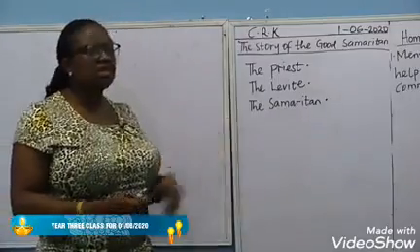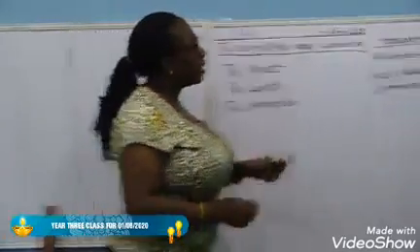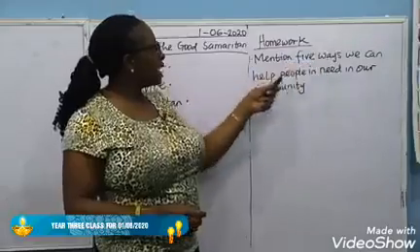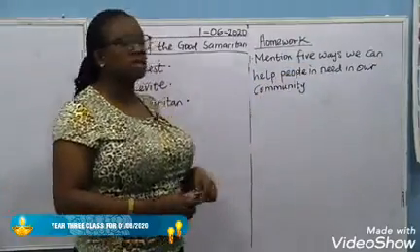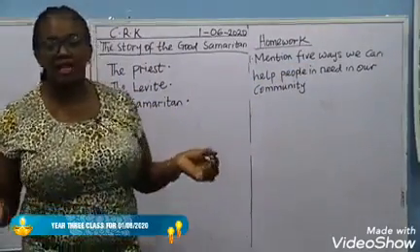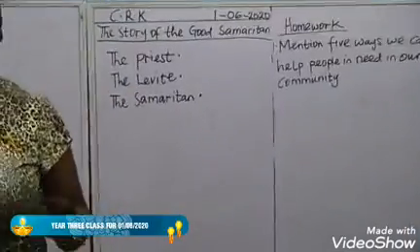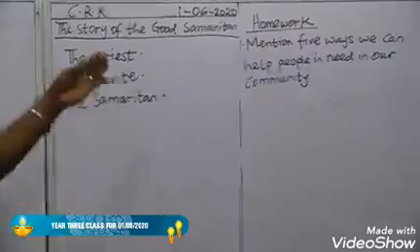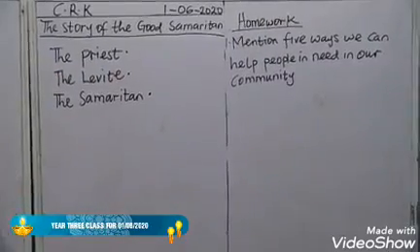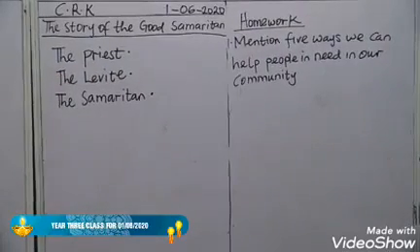Now, for our homework, we're going to mention 5 ways we can help people in need in our community. We have different people that are in need in our community. We have beggars, we have orphans, we have sick people. So I need you to mention 5 ways we can help people who are in need in our community.